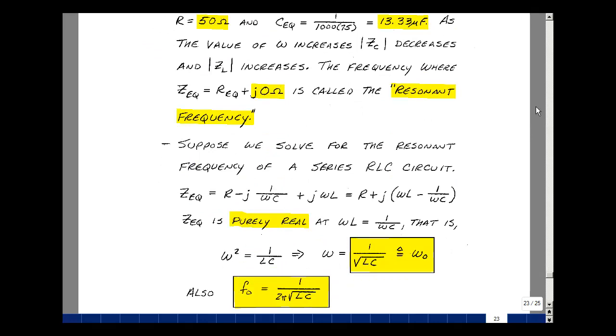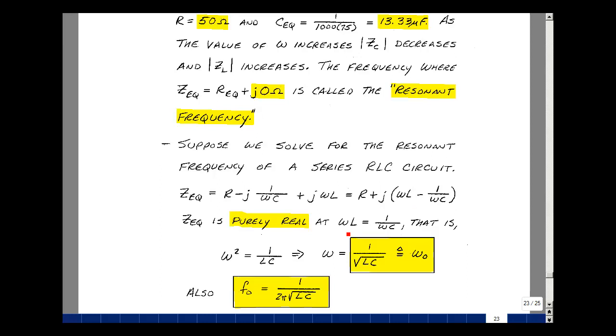There is, and this is called the resonant frequency, where the input impedance of a circuit is purely real. Well, let's solve for the frequency where that happens. In our problem, we have a series combination of an R, a C, and an L. Write this as R minus j over omega C plus j omega L. Pull out the j, and I've got omega L, and I've got a minus 1 over omega C. For this to be purely real, this quantity has to be equal to 0.